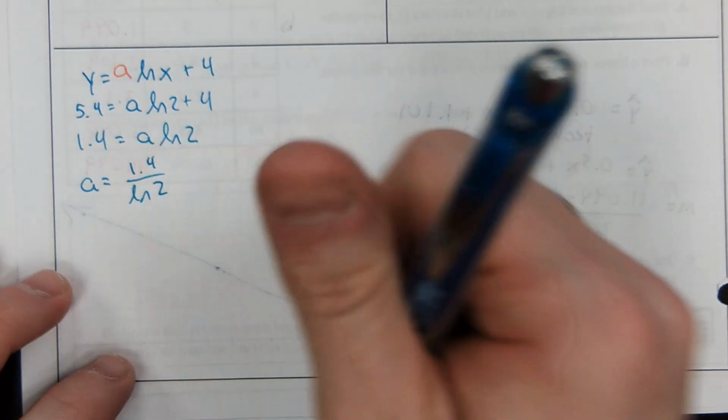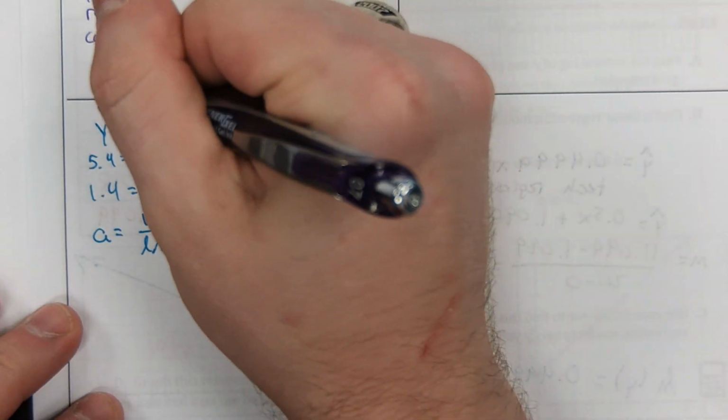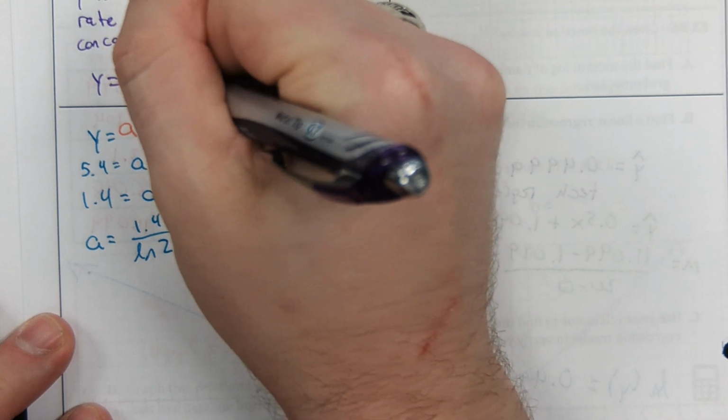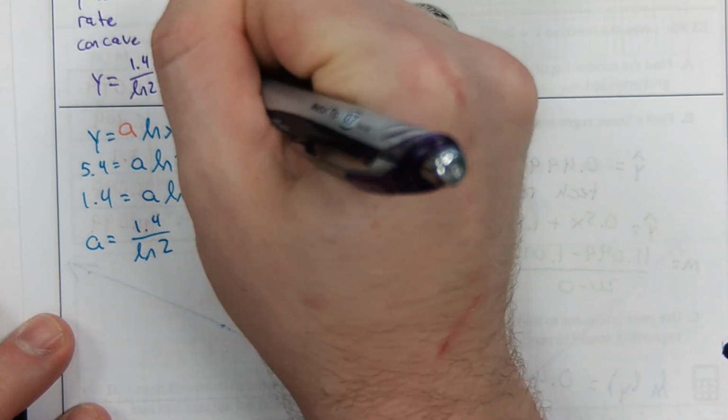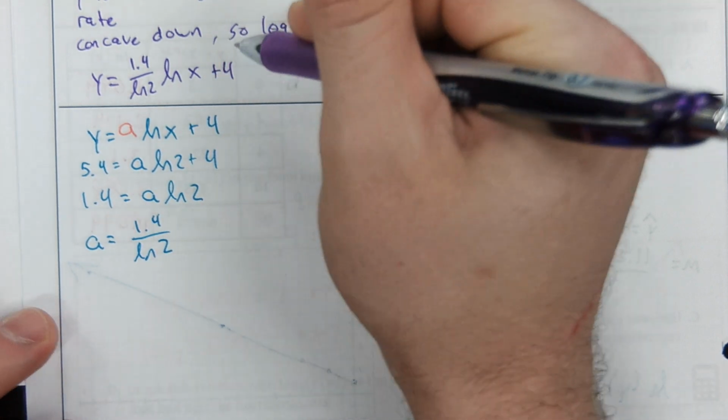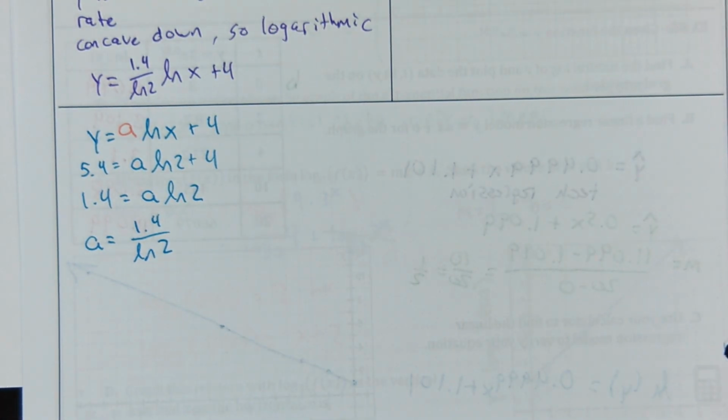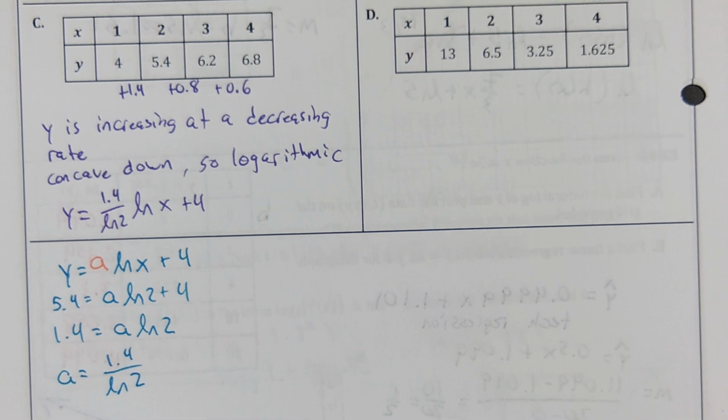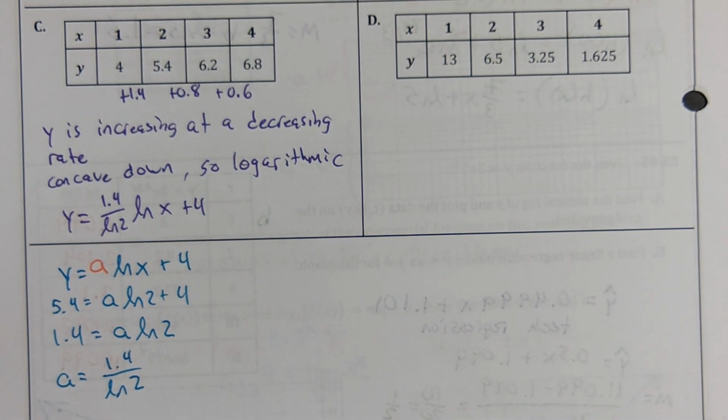So your equation then would be y equals 1.4 over the natural log of 2 times ln of x plus 4. Now, I don't know what 1.4 divided by the natural log of 2 is, but who cares? That is your model by hand. If you want to know what it is, type it on a calculator. That's fine. Okay? But I'd like for you to see something. I'm actually going to do the regression on this thing.